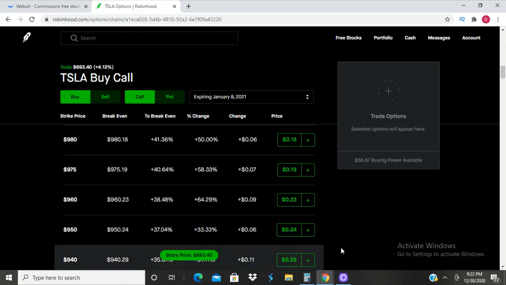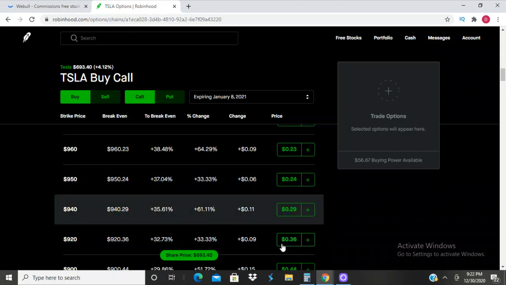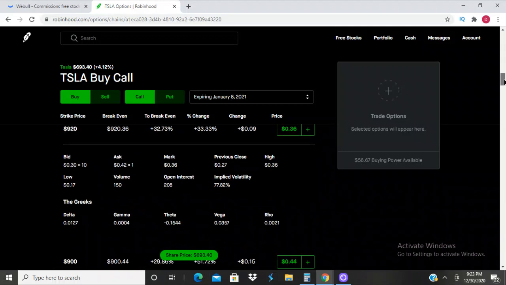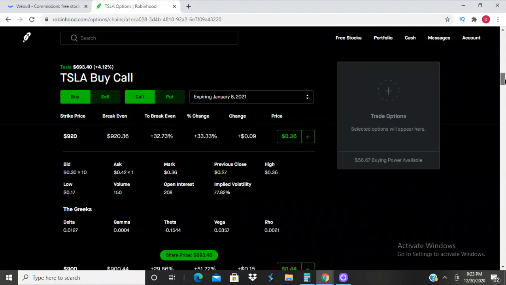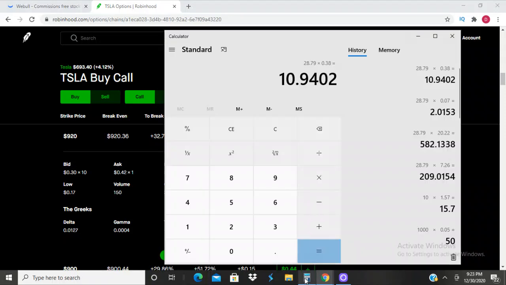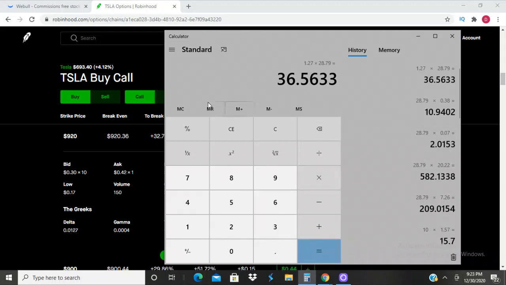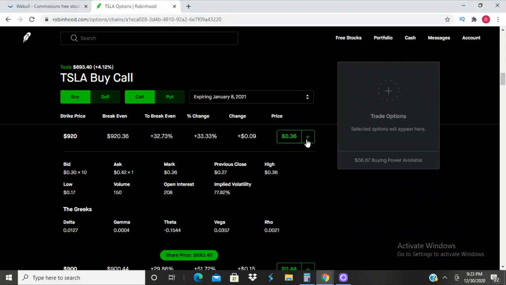Let's see if you'd have bought this $36 contract, what that would have done. So the $36 contract is $1.27. So you would have made $1.27, so 127 times 28.79. So you would have made $36.56 and spent $36. So you would have doubled your money on that contract. So that's how you buy contracts.